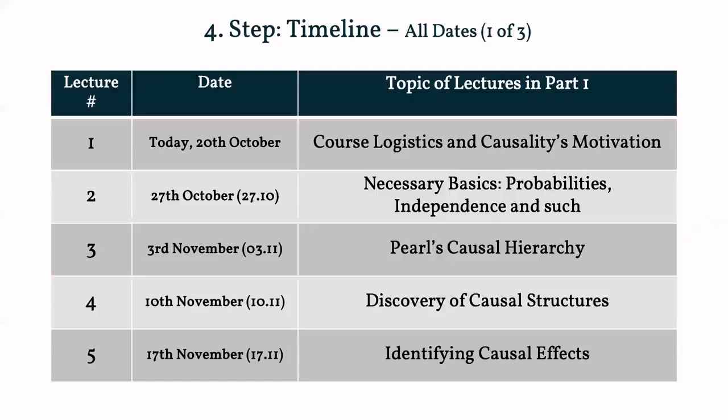Then next week we have things like probabilities, independence, graphs, and so on. The week after that, in November, we have Pearl's causal hierarchy. We're going to discuss the theorem and the proof, the foundational result of causal inference and all the associated levels of intervention, counterfactuals, and association.